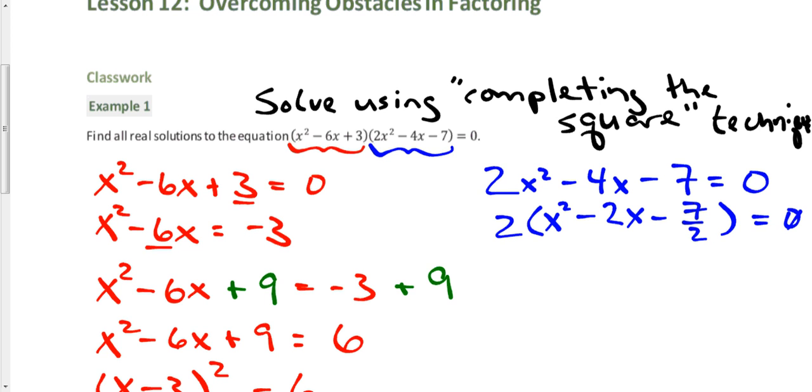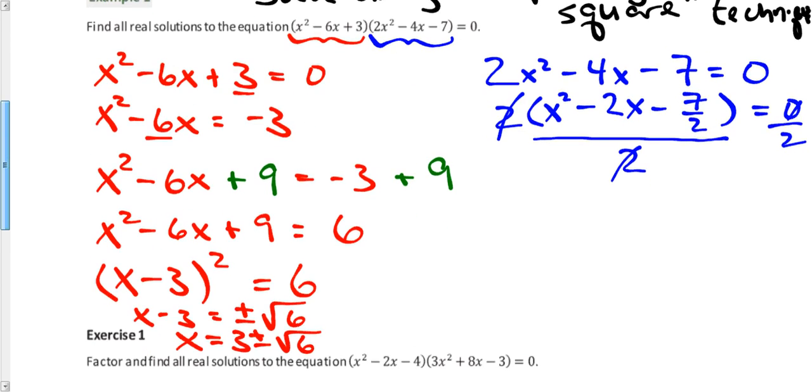So, now, how do I get rid of the 2? Divide both sides by 2. Not by c. On this side, my 2's go away. And what's 0 divided by 2? 0. So I've gotten rid of my 2's, right? So x squared minus 2x minus 7 halves equals 0.